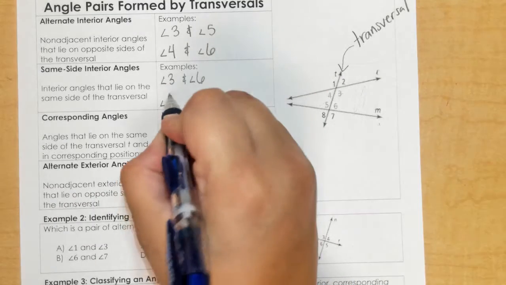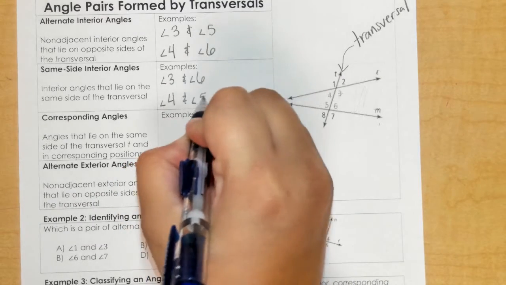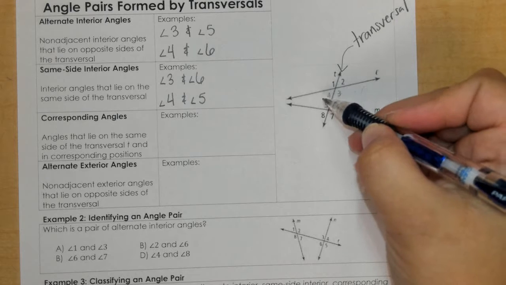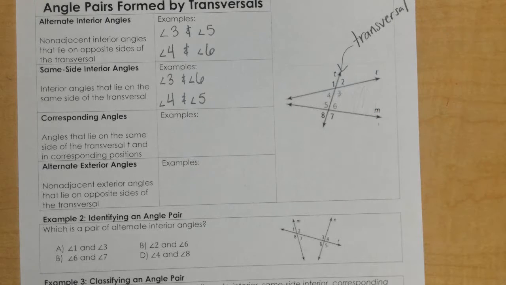Also, angle 4 and 5 are alternate interior angles. Sorry, same side interior angles.